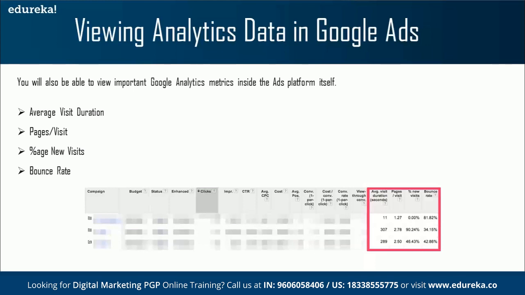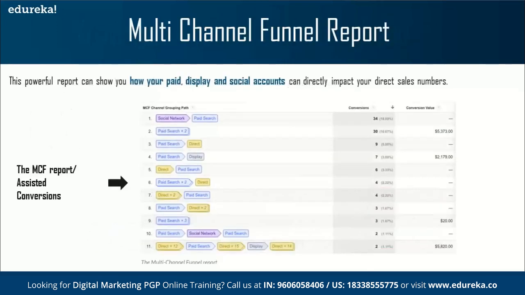Now that you are able to see the AdWords data in Analytics, I want you to know that you can also do the reverse thing. So apart from the usual AdWords data like campaign data, budget, status, clicks, impressions, CTR, that is click-through rate, average CPC, we can also see the Analytics details inside your AdWords. So these are average visits, pages per visit, percentage new visits, etc. Bounce rate, this is very important. I need your full attention here. Multi-channel funnel report. This is very important.